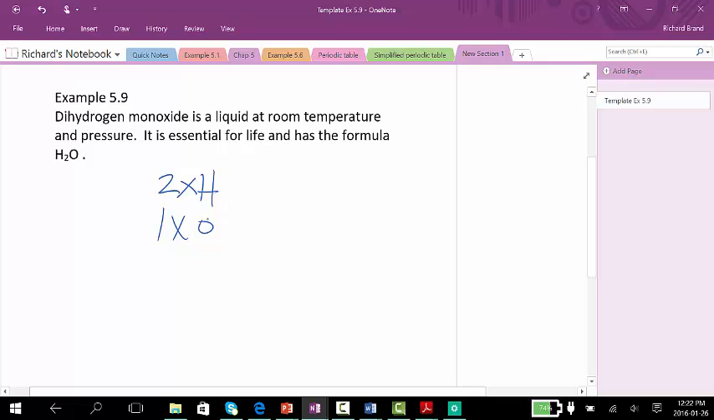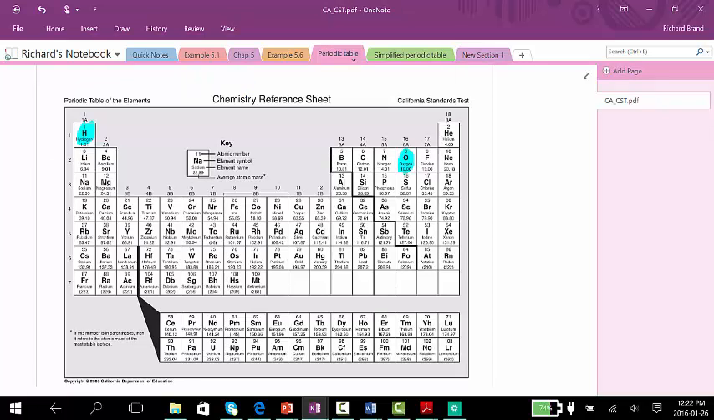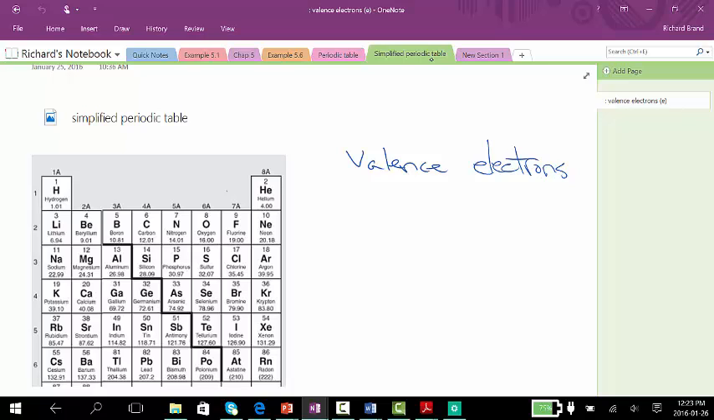Now what I'm going to do is go to the periodic table, and you see that in the periodic table, hydrogen is in group 1A, oxygen is in group 6A. That means the hydrogen has one valence electron, the oxygen has 6 valence electrons. Let's go to the simplified periodic table and take a look at that.